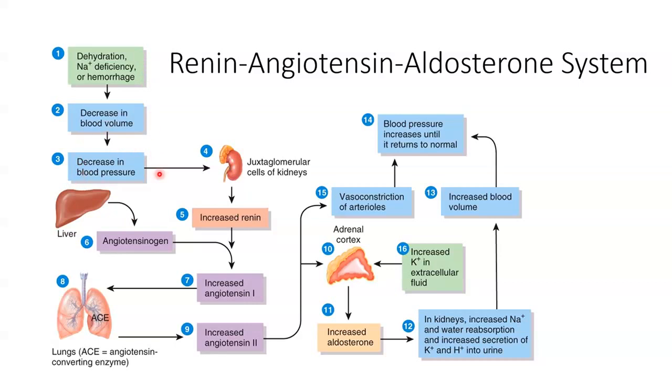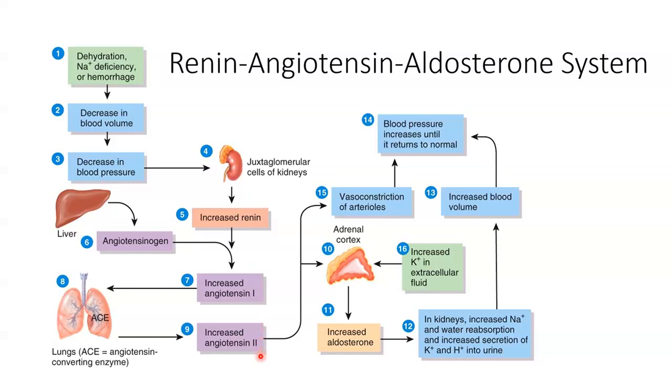This decrease in blood pressure stretches the walls of the afferent arterioles less, and the juxtaglomerular cells of the kidneys release renin. Renin is an enzyme, and it breaks down angiotensinogen, which has come from the liver, into angiotensin I. Angiotensin I is still an inactive form of a hormone. So it goes to the lungs where we secrete angiotensin converting enzyme, and that breaks down angiotensin I into angiotensin II.